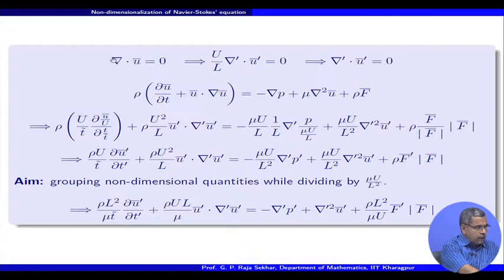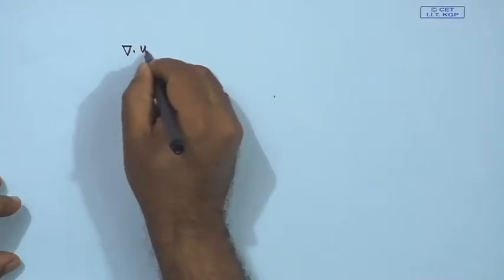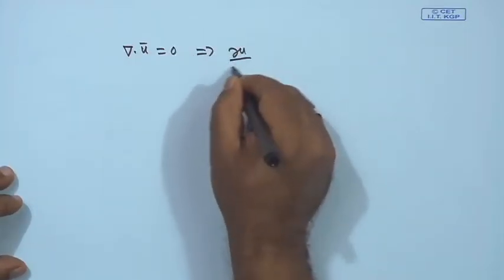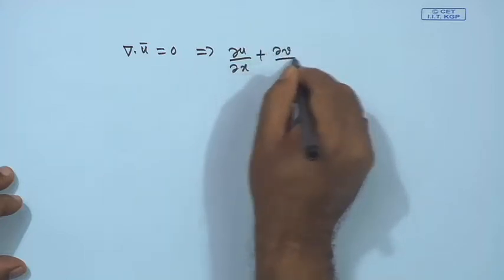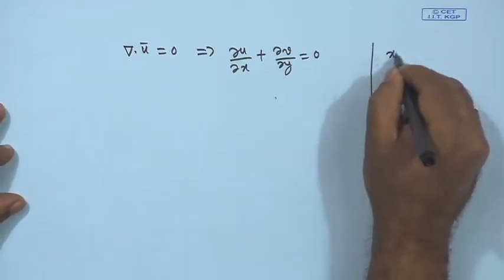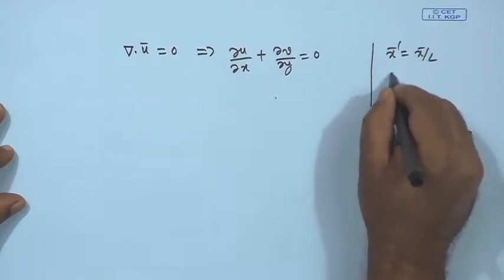In order to normalize the gradient operator, we have to introduce L in the denominator, because we have dou by dou x. So x_i we have to non-dimensionalize, that means x_i by L into L. And similarly u, you divide by velocity and multiply by velocity, so that is how this is coming. I am sure some of you will have difficulty, so let me explain. This is what we have: dou u by dou x plus dou v by dou y equals 0. Now our non-dimensional quantities are x prime and u prime.